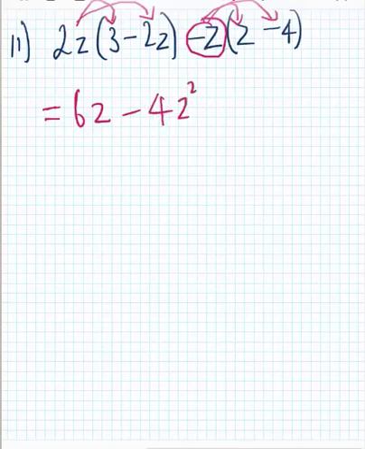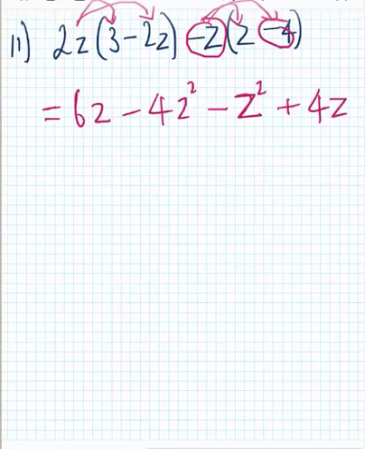Now here I've got to be careful. A negative Z times a positive Z will give me a negative Z squared. And negative Z times a negative 4 will give me a positive 4Z. So just be careful with your negatives and positives.